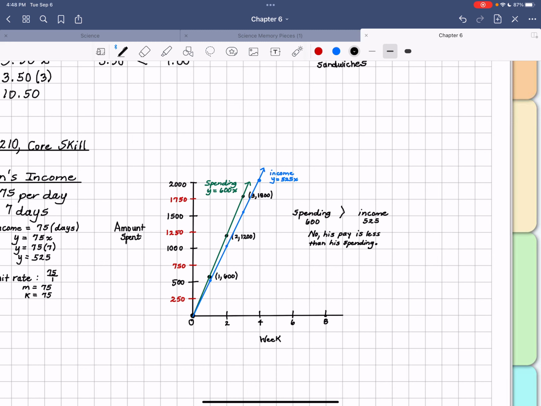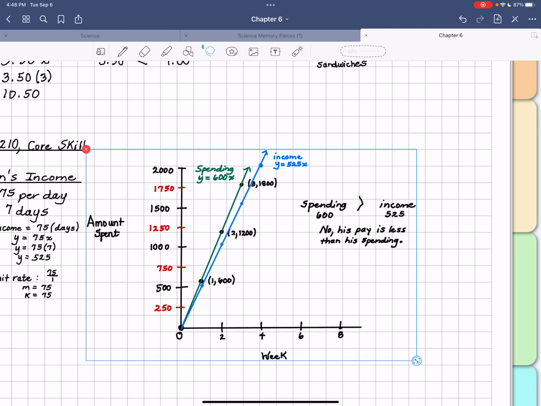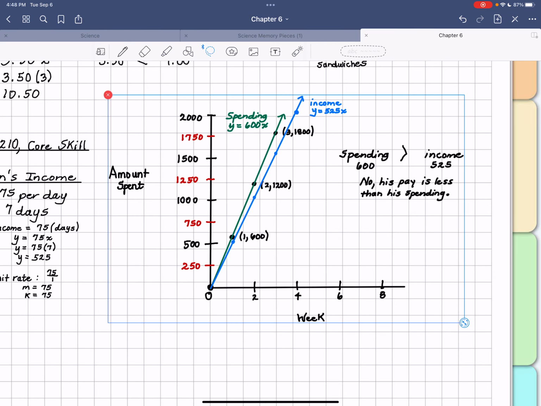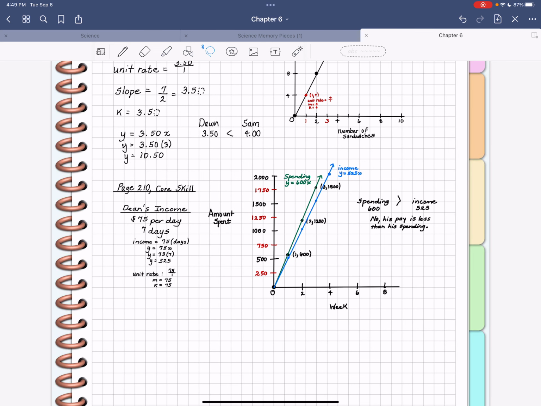I literally just sat down. We got raises this year, so I had to re-budget everything. And I literally just sat down and did this very thing using my own personal income. It's a very valuable skill to have.